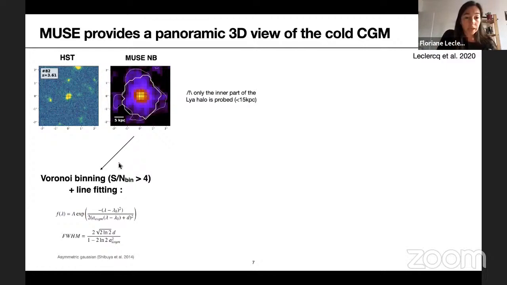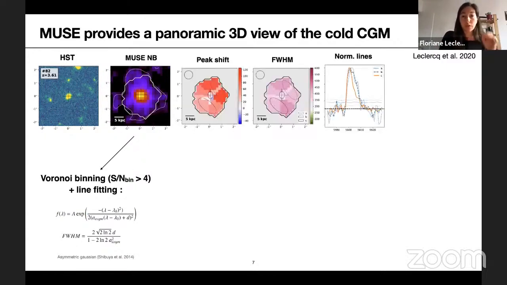And we fit the Lyman alpha line in all the different bins, and so we got some maps. Here I'm showing the map of the peak shift of the Lyman alpha line relative to the line in the center, because we don't have the systemic redshift for those galaxies. We only have the Lyman alpha line, which is a resonant line, so it doesn't trace the systemic redshift. And here, this is a map of the width of the line.